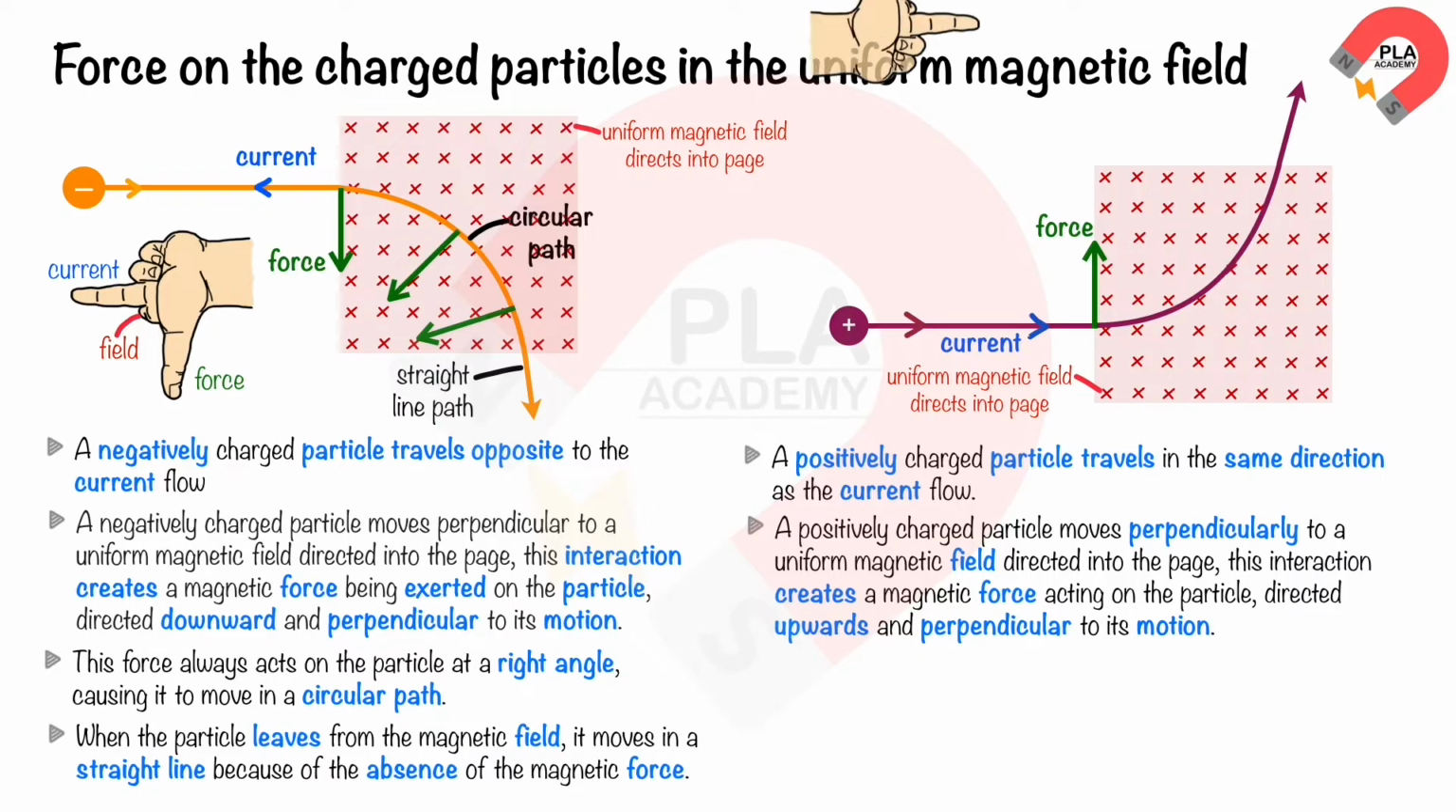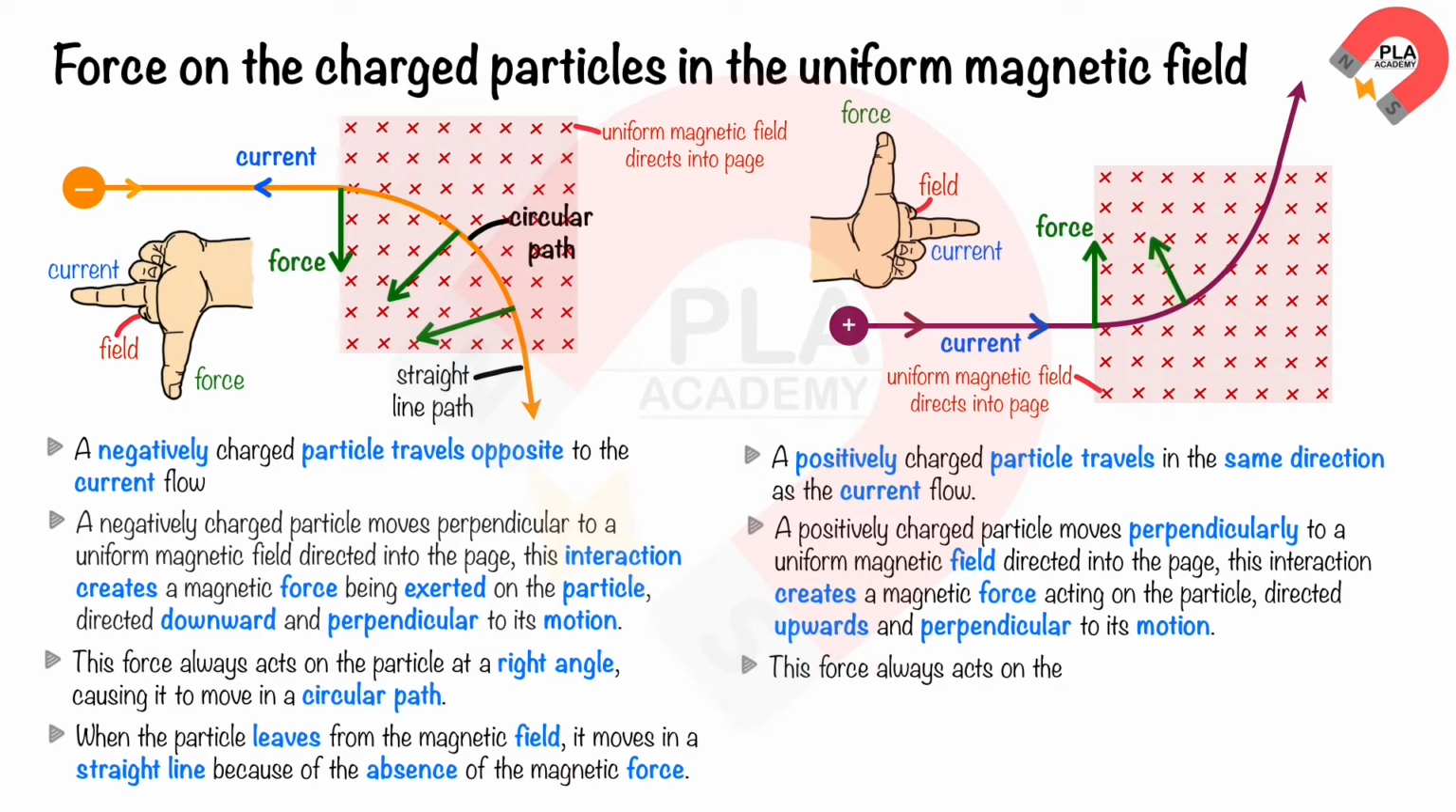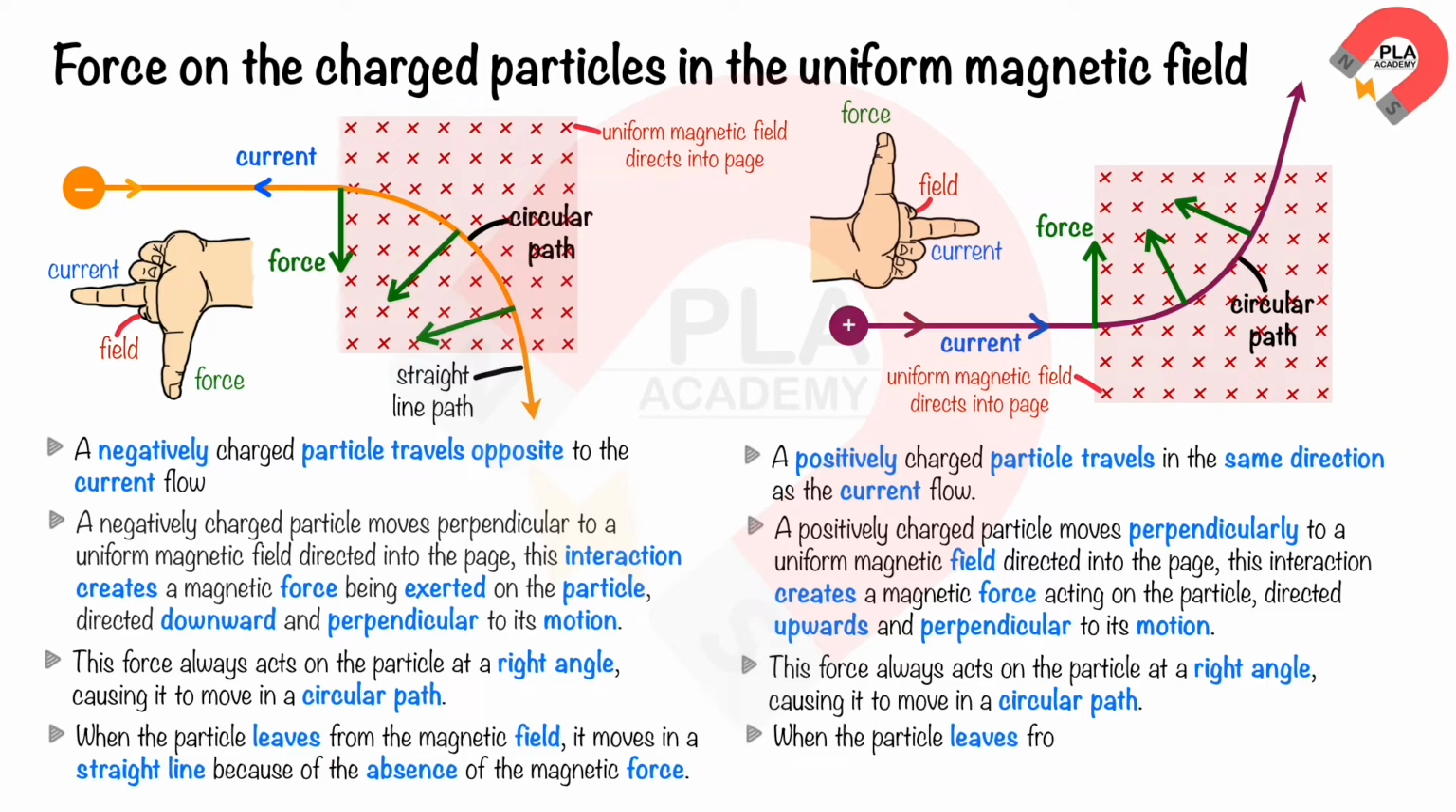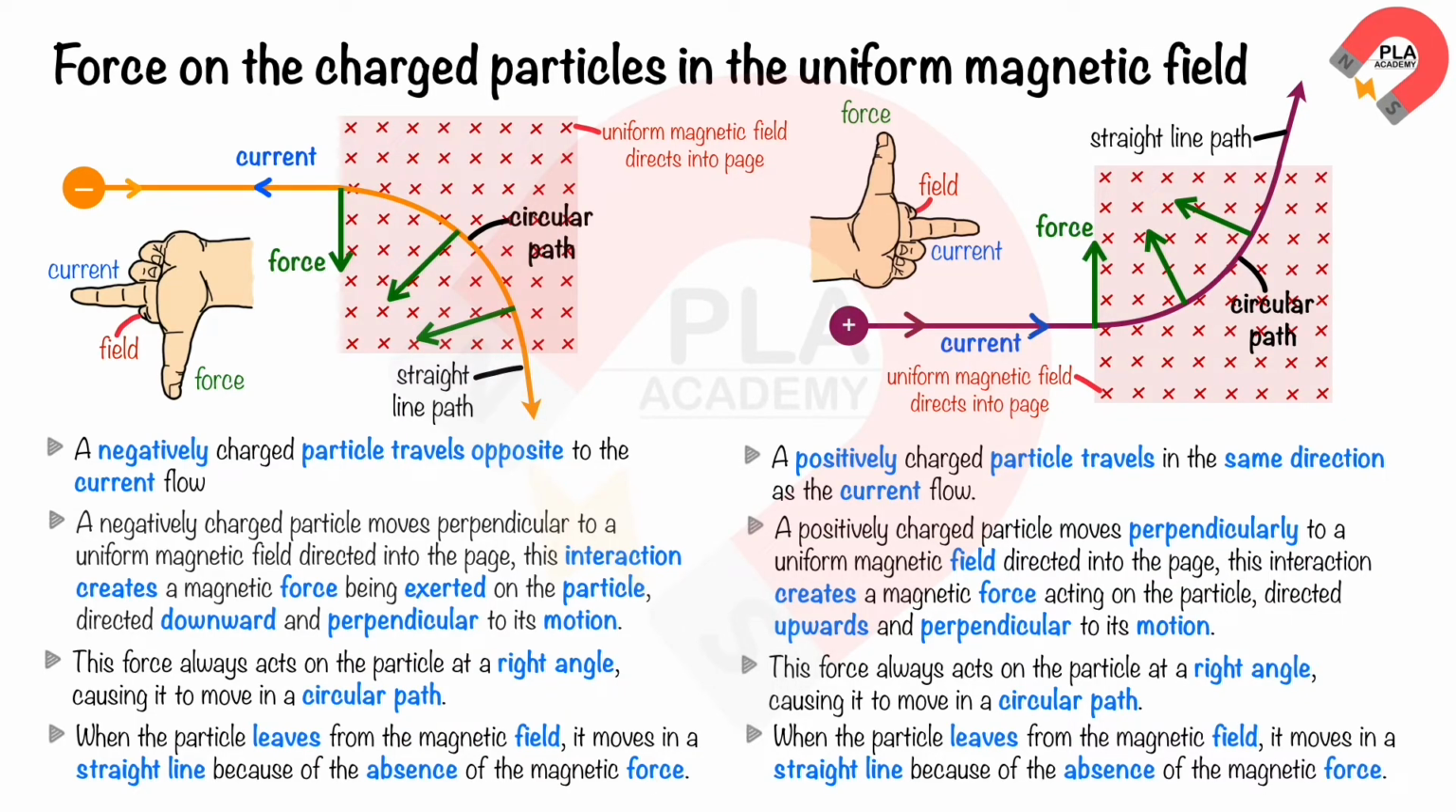Applying Fleming's left-hand rule, with your index finger pointing into the page along the magnetic field direction, and your middle finger pointing to the right along the current direction, you see that your thumb points upwards, indicating the direction of force acting on the positively charged particle. This force always acts on the particle at a right angle, causing it to move in a circular path. When the positively charged particle leaves the magnetic field, it moves in a straight line, because of the absence of the magnetic force.